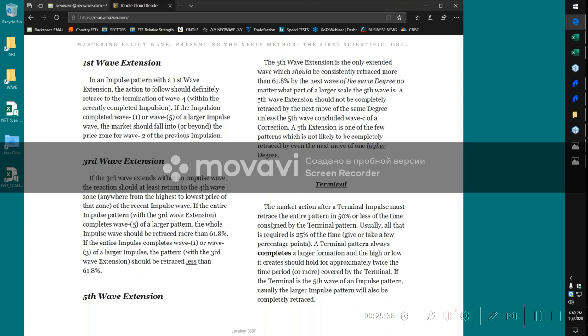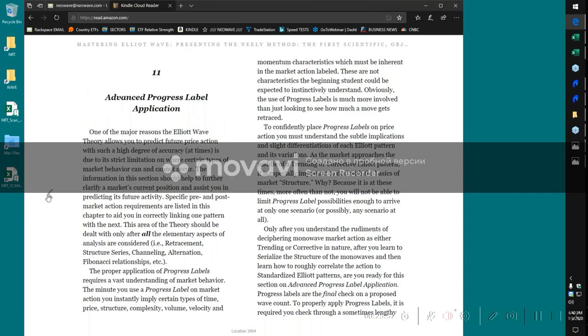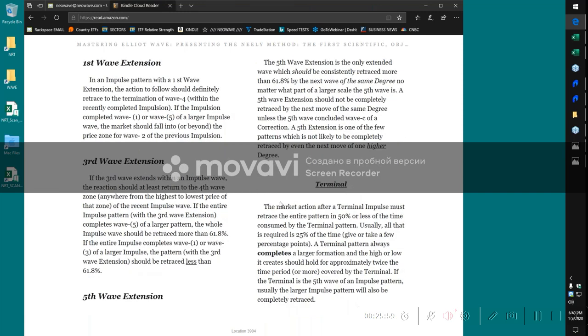But if you have a true terminal pattern, it should be completely retraced in 50% of the time or less, and usually only take about 25% of the time. You're talking about virtually 100%, 90 to 100% retracement of the terminal in only 50 to 25% of the time. And that's the behavior you have to see to prove that the terminal was actually a terminal pattern. So make sure if you do suspect one, that the post pattern behavior follows these rules here.